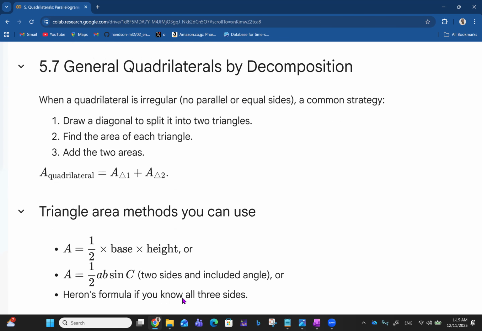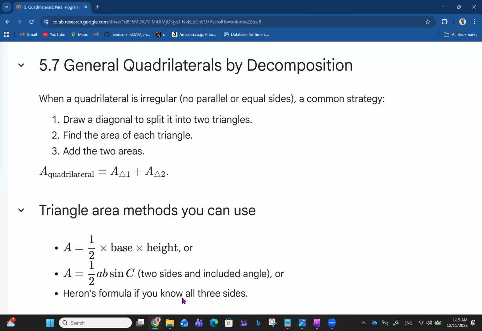So we can then talk about general quadrilaterals by decomposition. You can have quadrilaterals joined together, right? When a quadrilateral is irregular, with no parallel or equal sides, a common strategy is to draw a diagonal to split it into two triangles, then find the area of each triangle and add the two areas. So a quadrilateral can be made up of two triangles.